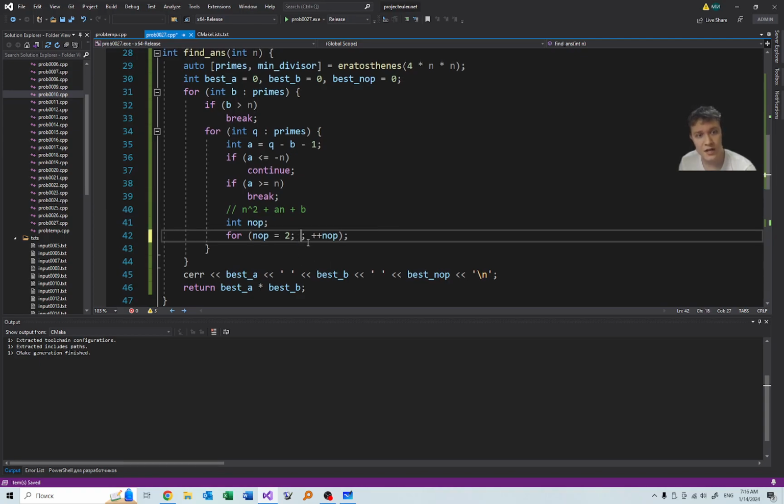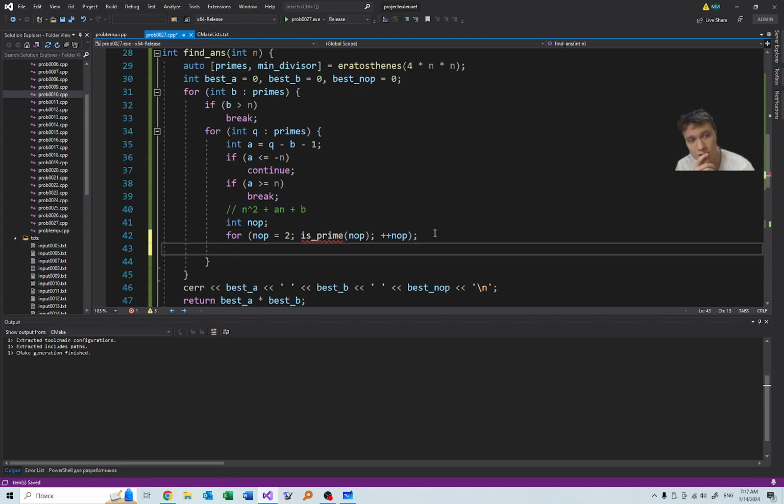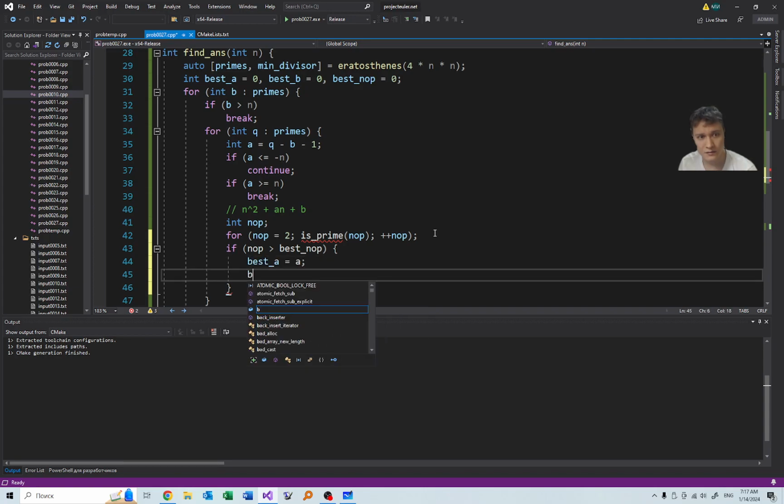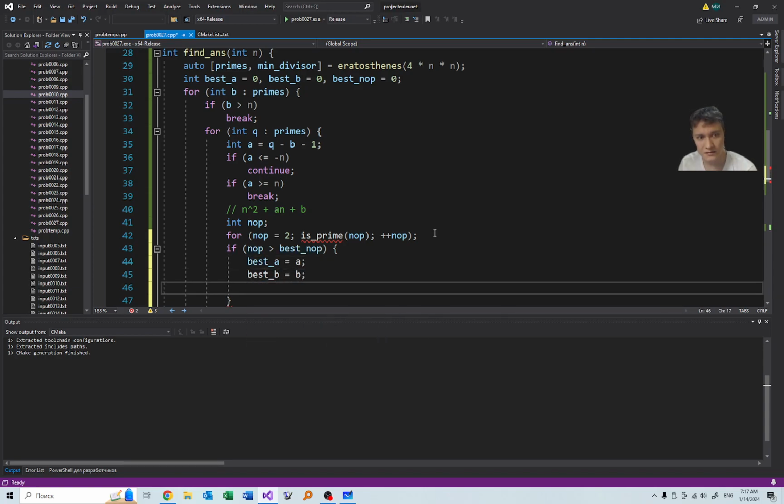So we would like to check here that if we substitute nope here, it is still a prime number. How do we do it? Let's write a function is prime here, and we are done. Finally, if nope is bigger than best nope, we replace best A with A, best B with B, and best nope with nope.